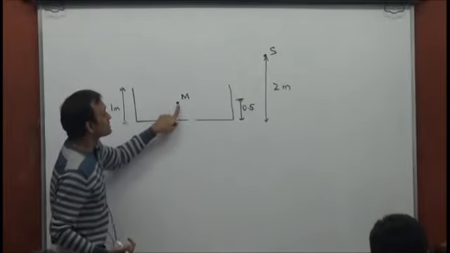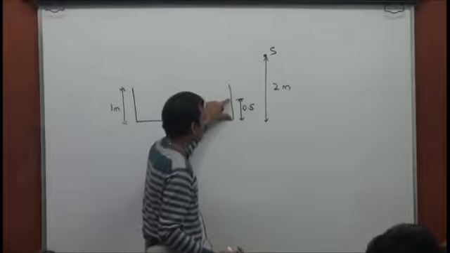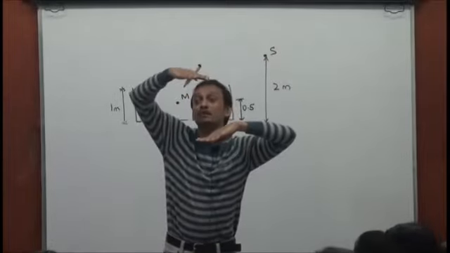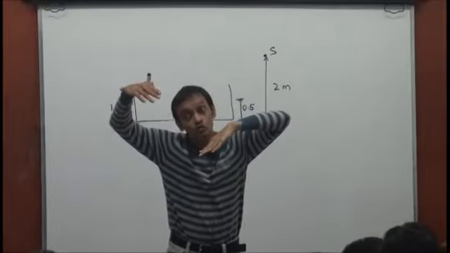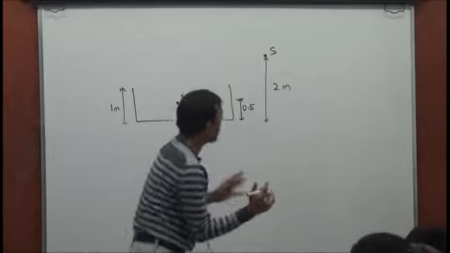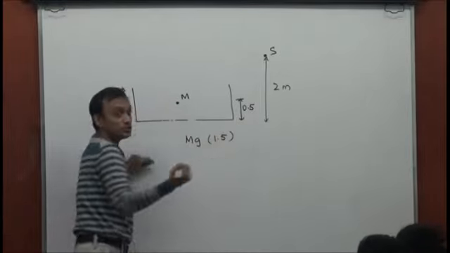So that means this point mass m is getting elevated from 0.5 meters to 2 meters. That means it's getting elevated by 1.5 meters. So there is a gain in potential energy of water. mg into 1.5 is the gain in potential energy of water.